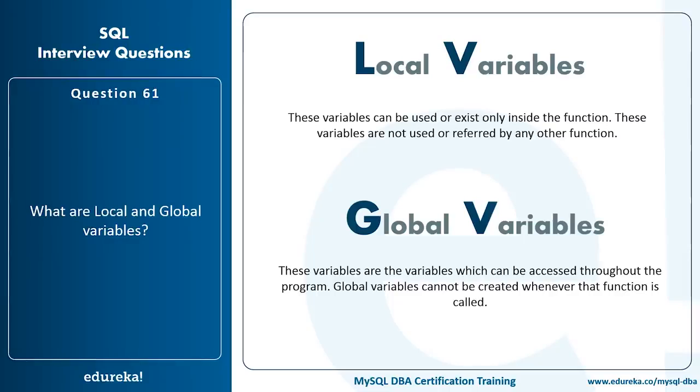These variables are not used or can't be referred by any other function, right? So whenever you want to use local variables, you need to understand the fact that they can be only used or exist inside a single function, and they can't be referred by any other function.